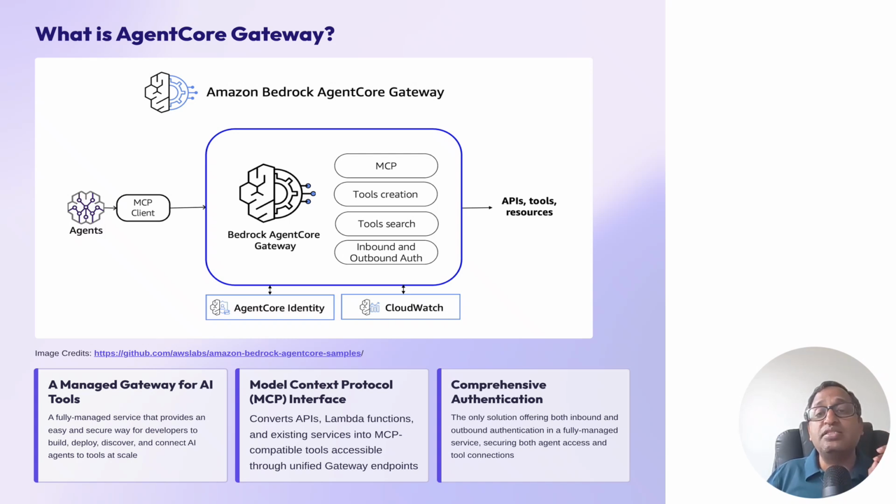What makes this even more powerful is the built-in integration with AgentCore Identity, which enables secure, session-aware authentication, and CloudWatch, giving you full visibility into tool usage and performance. To summarize, the AgentCore Gateway eliminates the heavy lifting you have to do as a developer around all this tool orchestration and security. And the most important thing is you can do everything at scale.